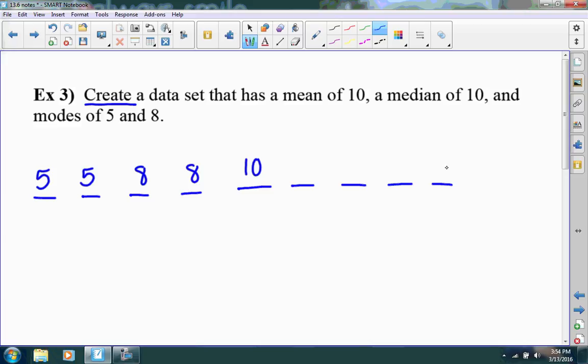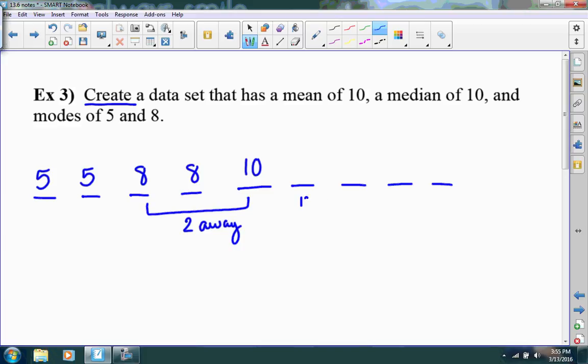Okay, but now I have to figure out what those other numbers are going to be. Now I have to have an average of 10 as well. So that means I need to think about how far away my numbers 8 and 5 are from 10. So when I'm dealing with the 8s, they're all 2 away from 10. So if I want to keep my average 10, then over here I'd have to have 2 numbers that are also 2 away from 10. And 2 units away from 10 would be 12 and 12.